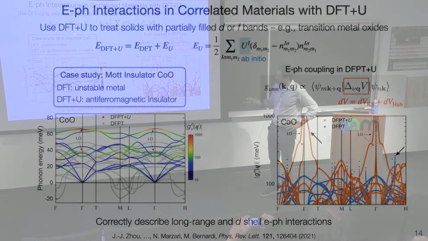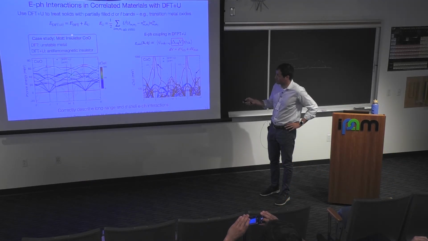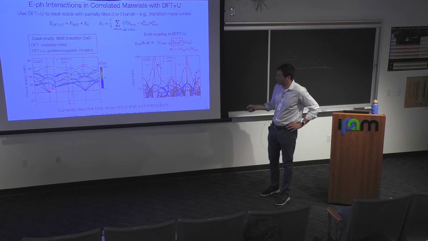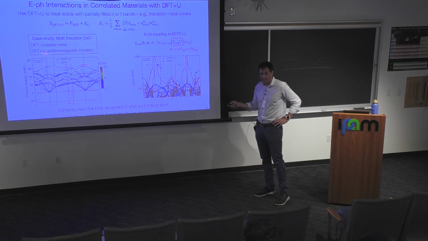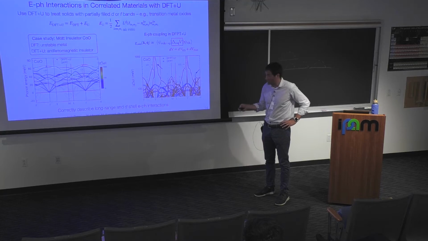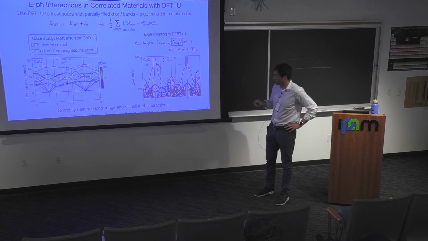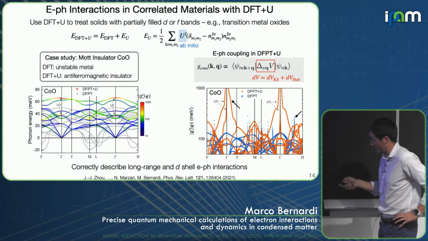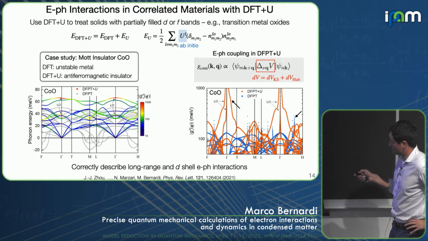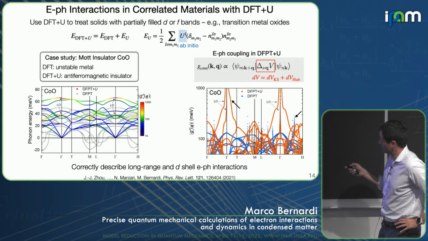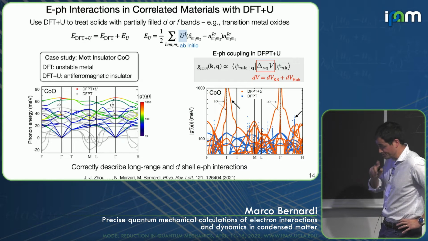Now, with this method, we have studied a prototypical Mott insulator, cobalt oxide. In density functional theory, this is predicted to be an unstable metal. However, in DFT plus U, you can correctly characterize the antiferromagnetic insulating character. So this is a polar insulator, basically, that is also antiferromagnetic. And then we've implemented electron-phonon calculations within density functional theory plus U.